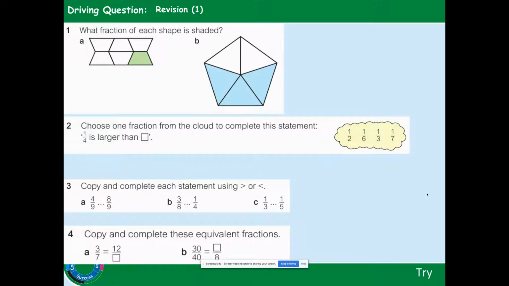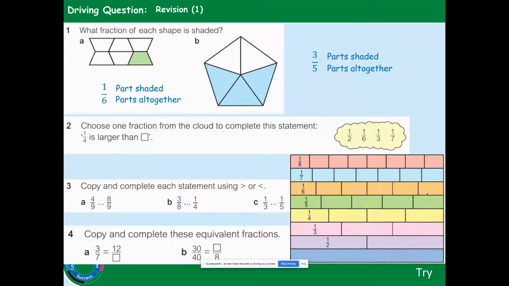Okay, so back to the first slide. What fraction of each shape is shaded? Okay, so if we look at A, there's 1 part shaded and there's 6 parts altogether. So remember, it's the part you're looking at over the parts altogether. So we've got 1 part shaded, there's 6 parts altogether. So B, we've got 3 parts shaded and there's 5 parts altogether. Oh, I've nipped onto question 2.